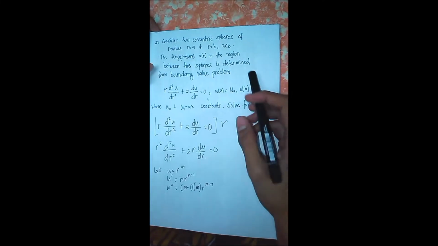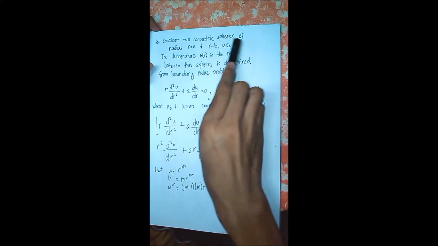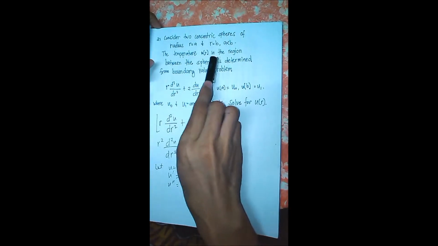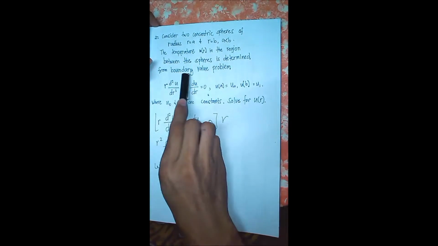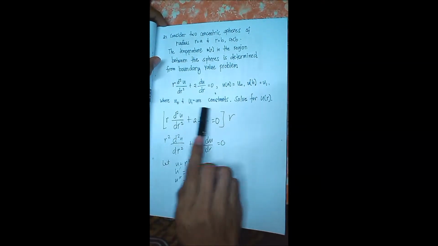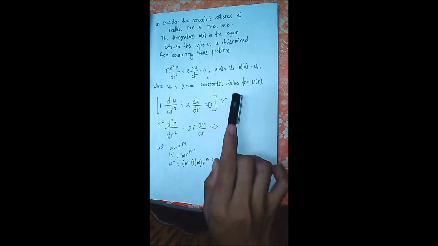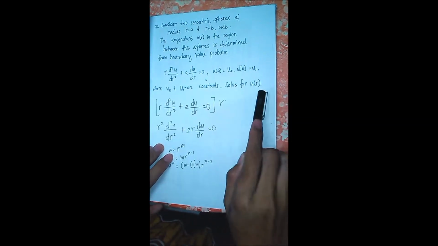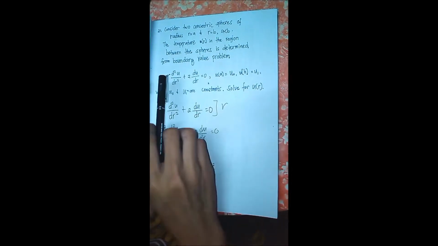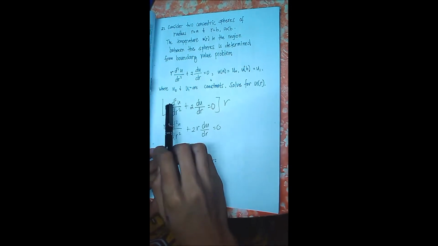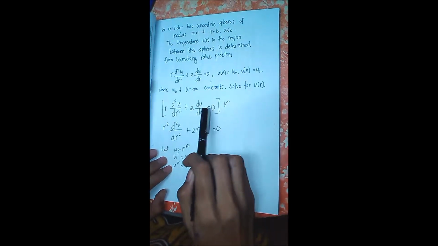For number 27, here's the question. We are asked to solve for u(r). In order to solve for u(r), we must first write the equation d squared u over dr squared times r plus 2 du over dr equals 0.